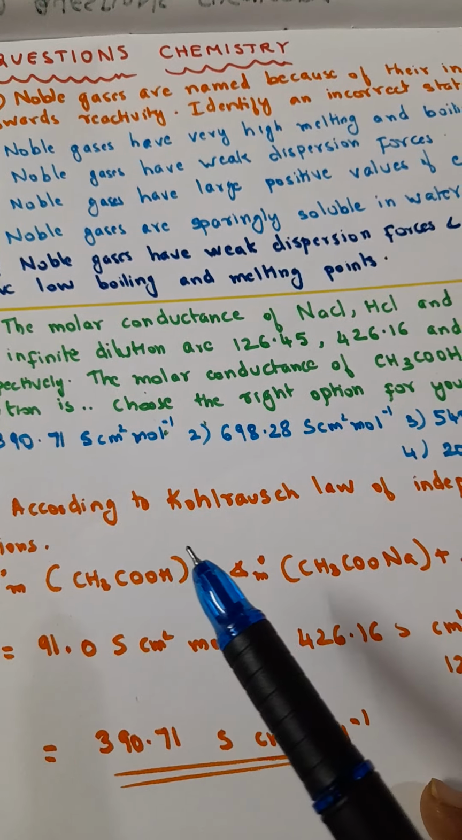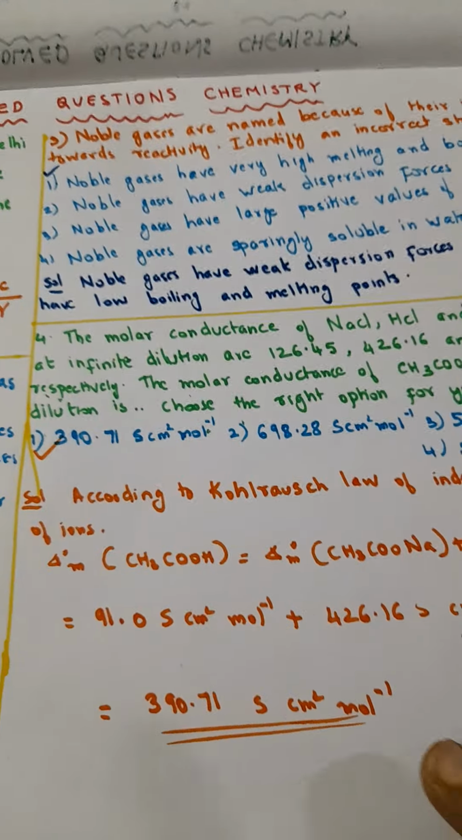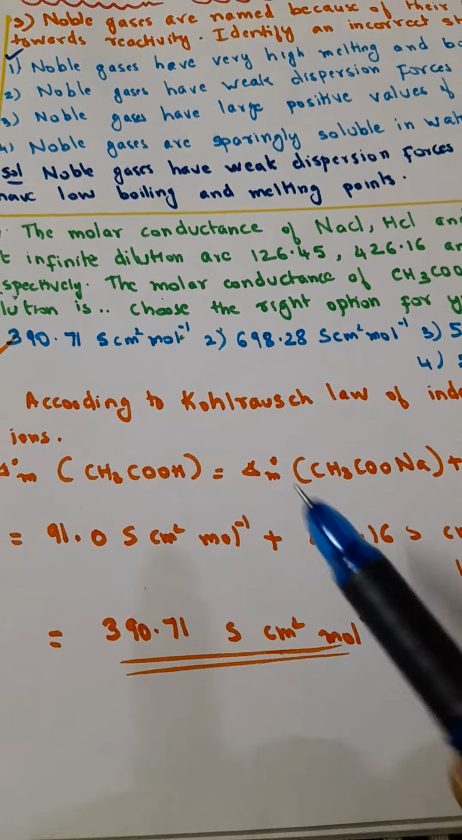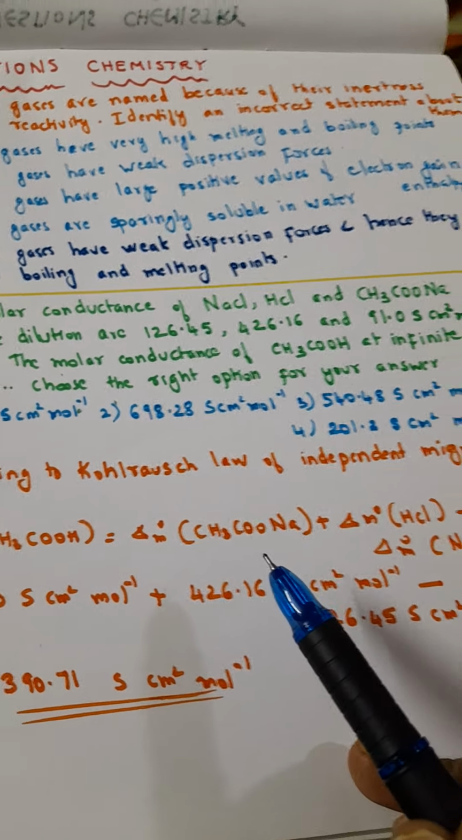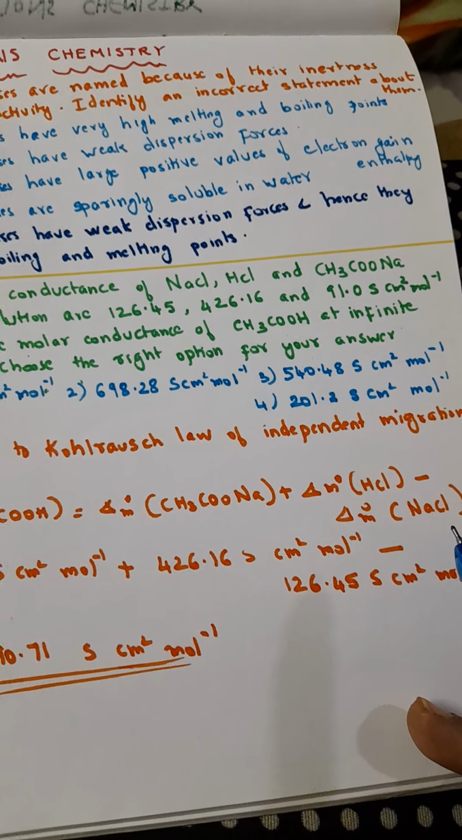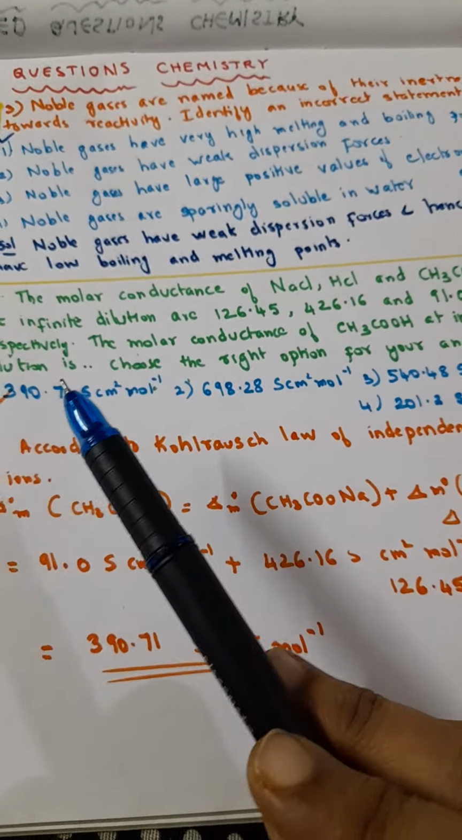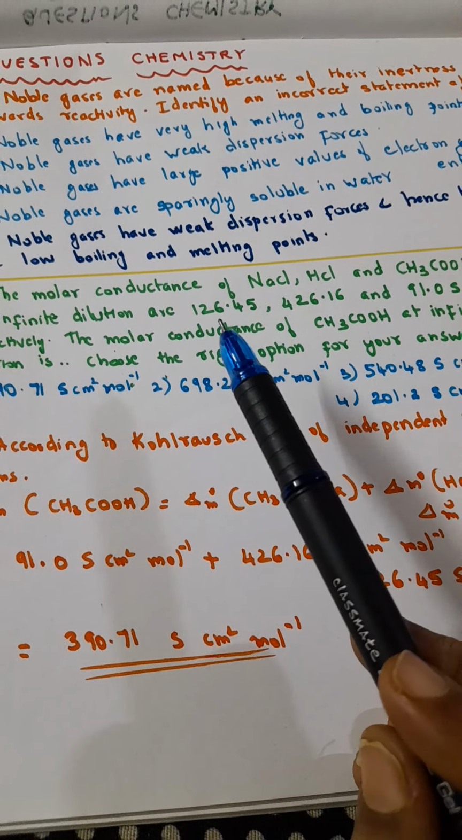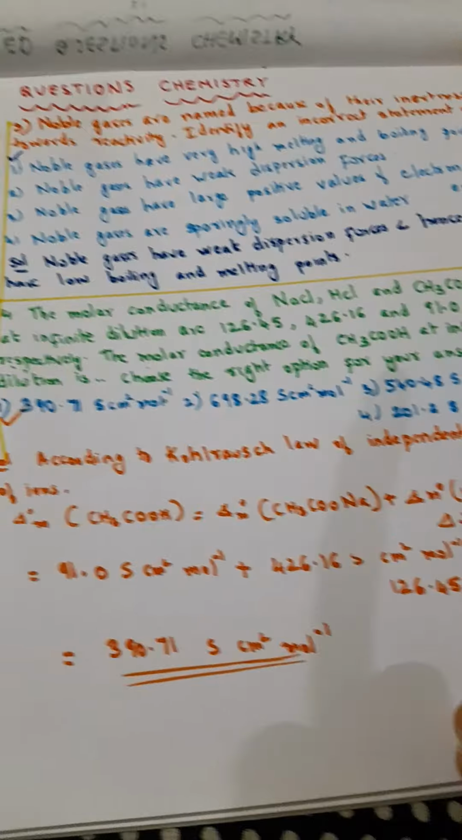Okay, how do you solve this question? This is based on Kohlrausch's law of independent migration of ions. So, what does it say? Molar conductivity of CH3COOH is equal to CH3COONa plus HCl minus that of NaCl. So, all the values are given in the question. See what is meant by respectively. First one is NaCl's value, this is HCl, this is CH3COONa.